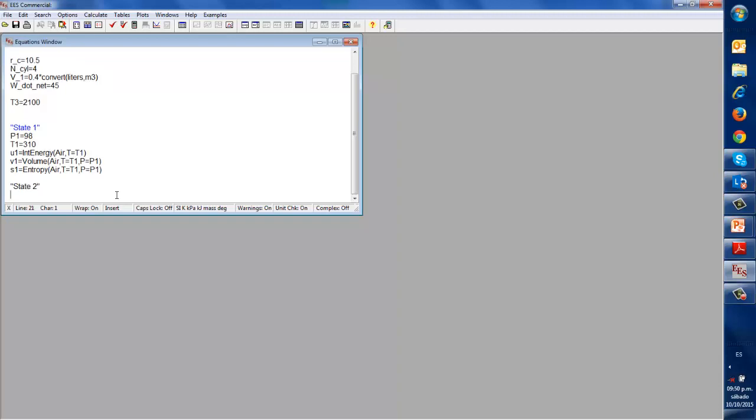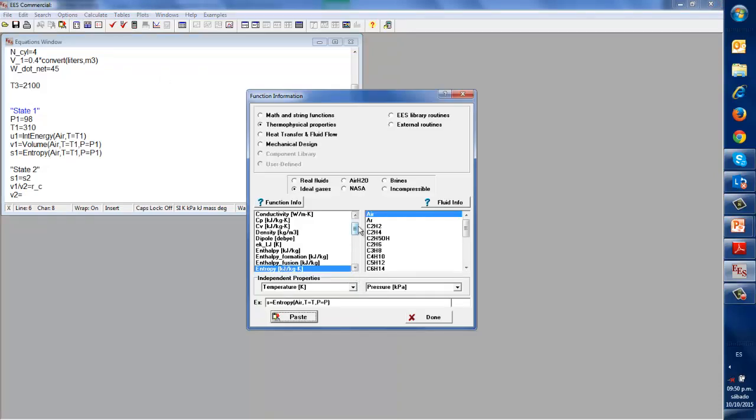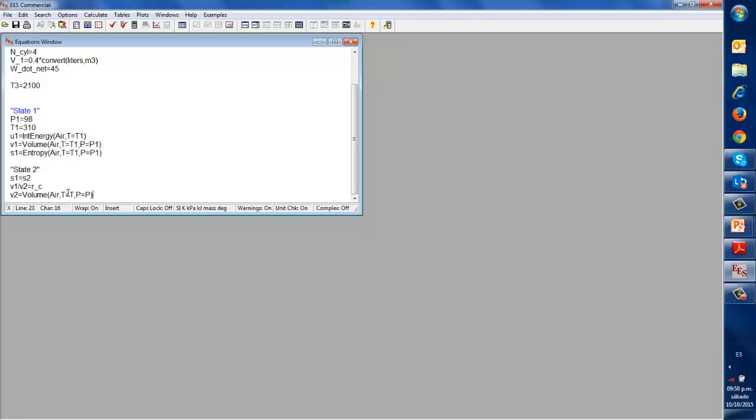State 2: we know that the process 1 to 2 is isentropic, so S1 equals S2. Because of that, we know that volume 1 over volume 2 equals R, the compression ratio, and then we can compute V2 as the volume using the ratio. But we're going to change this. We don't know temperature, but we know that S1 equals S2.